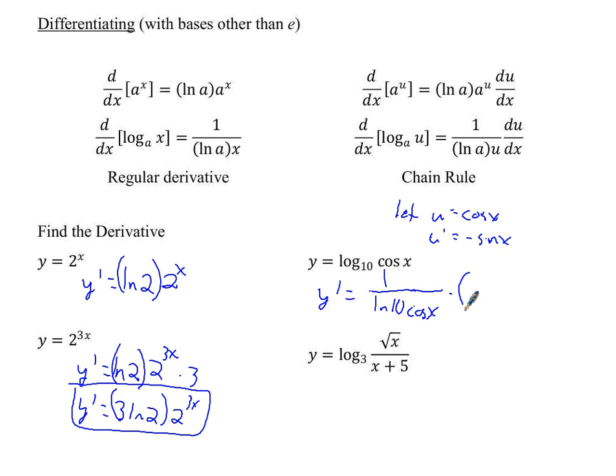Negative sine x. Rewrite it. Negative sine x on top over natural log 10 cosine x. Sine over cosine is tangent. So you could actually continue and write negative tangent x over natural log 10, which is just a number. That would be totally simplified. It's possible that you might see that as the answer instead, just so you know.